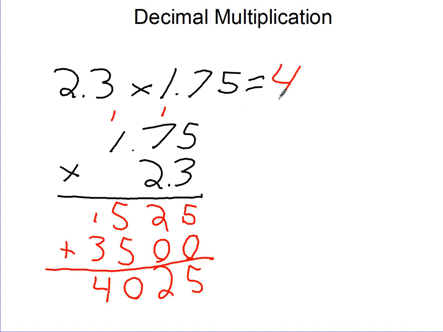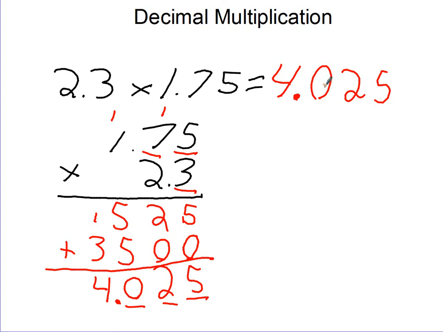4,025, right? Wrong. What did we forget? The decimal. So up here we have, once again, 1, 2, 3 numbers behind the decimal. So we need 1, 2, 3 numbers behind the decimal down here. So our answer is 4.025.